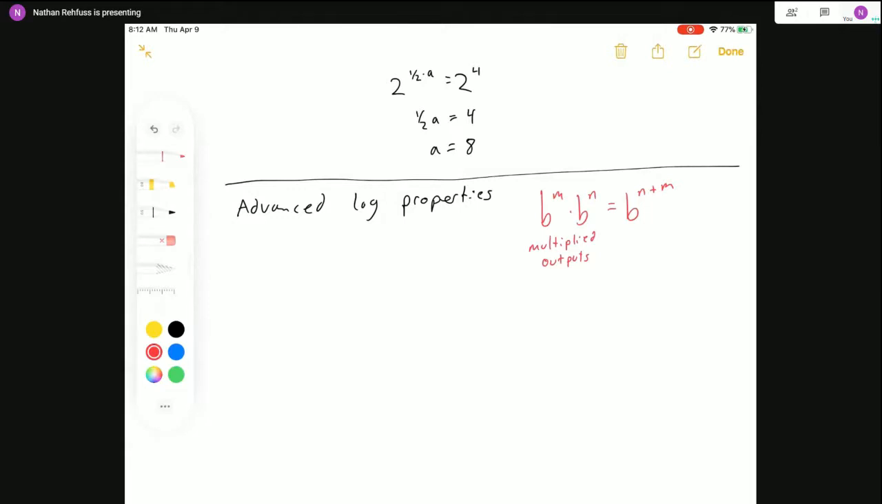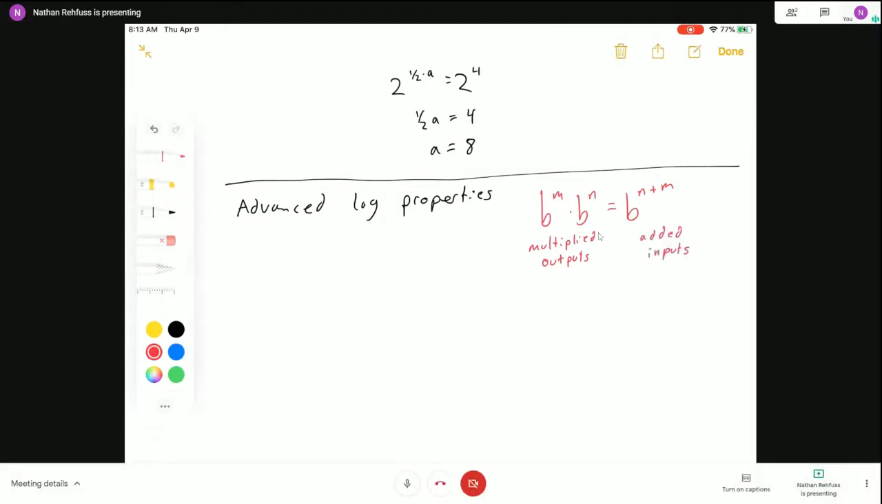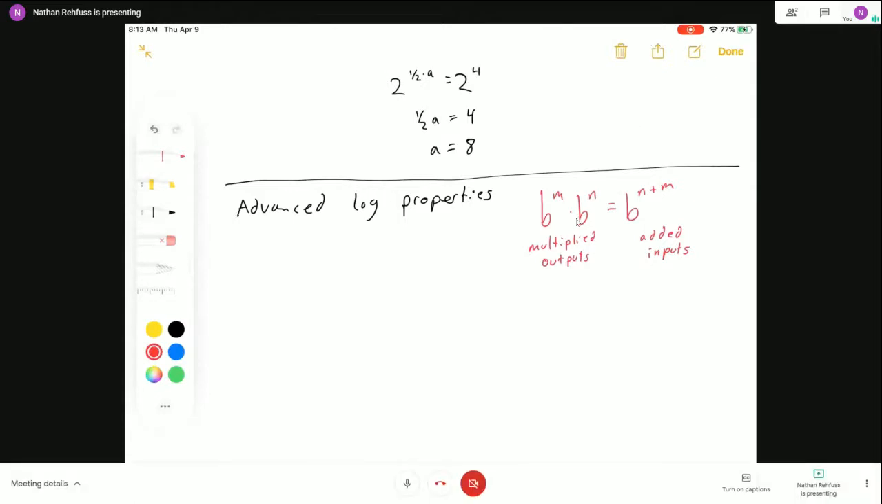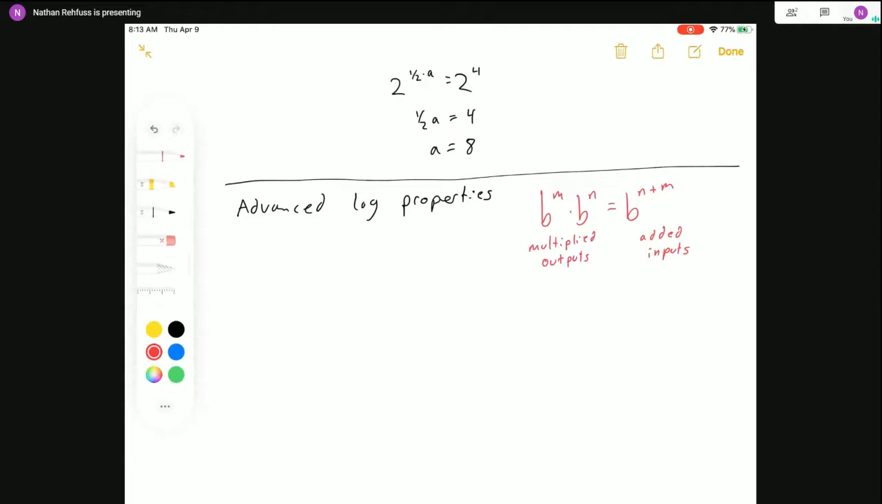And this isn't very mysterious because we know, once again, that m copies of b times n copies of b, well, altogether, I have m plus n copies of b. So it makes sense that multiplied outputs are added inputs for this function. When we think of it in terms of notation, it becomes very clear why that's the case. But since logarithms switch the inputs and outputs, I would expect it to be true that for logarithms, if I add the outputs, that should be the same somehow as multiplying the inputs. This should go the other way around. Multiplied inputs should get me added outputs for a logarithm. So I'm going to try to prove that that's true.